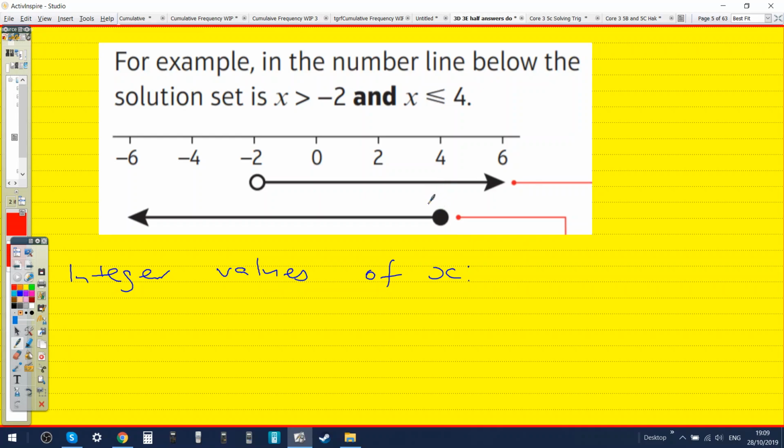So will it be 0? Will it be 0, 2, 4? Yeah, so they just didn't write them in. Oh, so yeah, 0, 1, 2, 3, and 4. Any others?